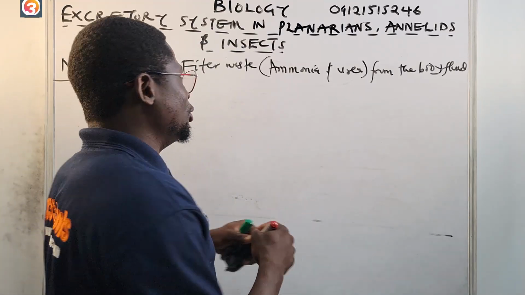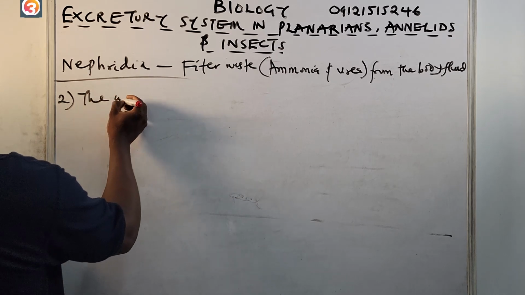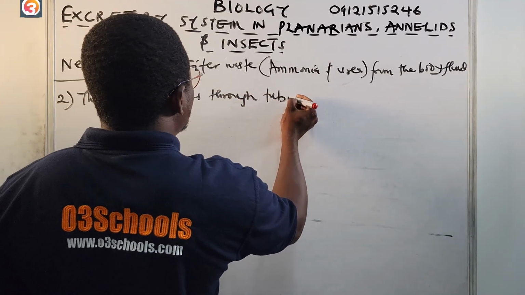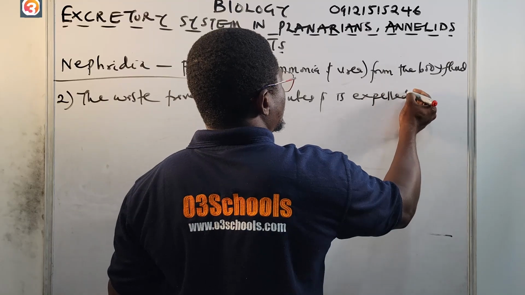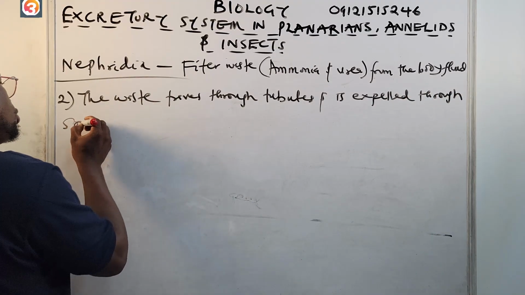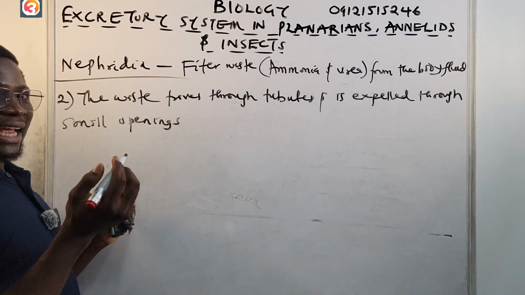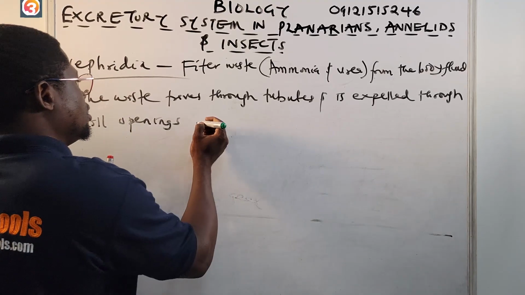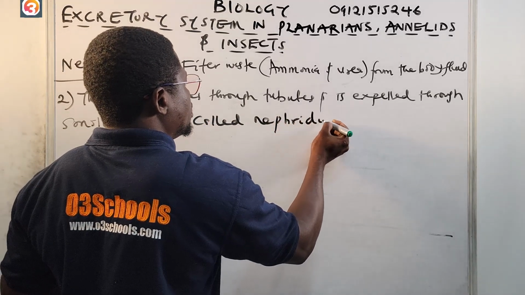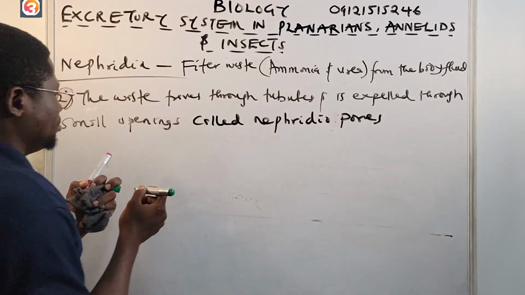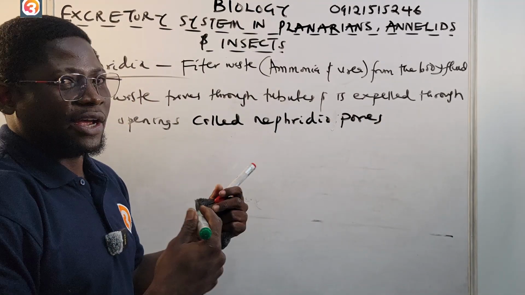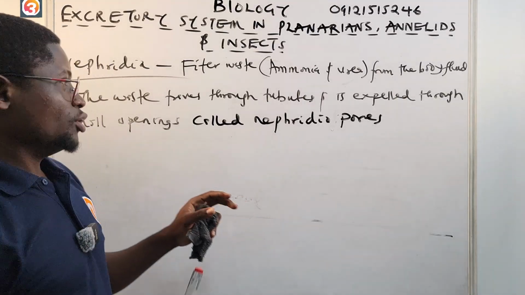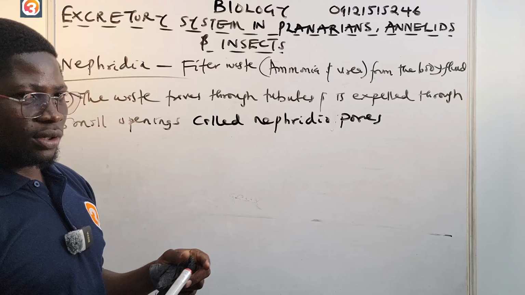Then after this it goes to the tubules. Number two, the waste then comes to the tubules. The waste travels through the tubules and is expelled through small openings called the nephridiopores. Sorry, my marker is failing. So it starts with nephridia, which help to filter the waste like ammonia and urea from the body fluid. Then it goes to the tubules, the waste travels through the tubules, and it is now expelled through small openings called the nephridiopores. Please take note of that.